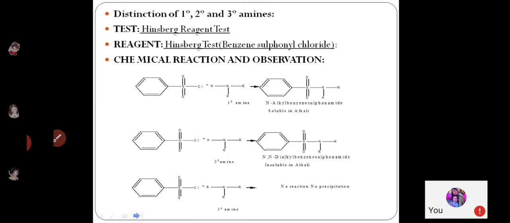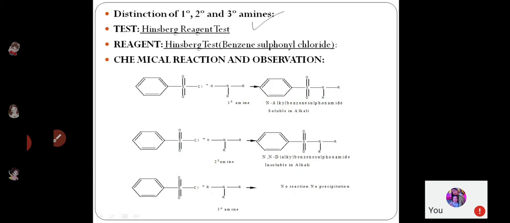Next is distinction of 1 degree, 2 degree and 3 degree amines. Every time I tell you, 1 degree means 2 hydrogens are present, 2 degree has only 1 hydrogen, and 3 degree has no hydrogen. Remember that. The structures should be visible, and I have not received any answers. Type and send quickly.